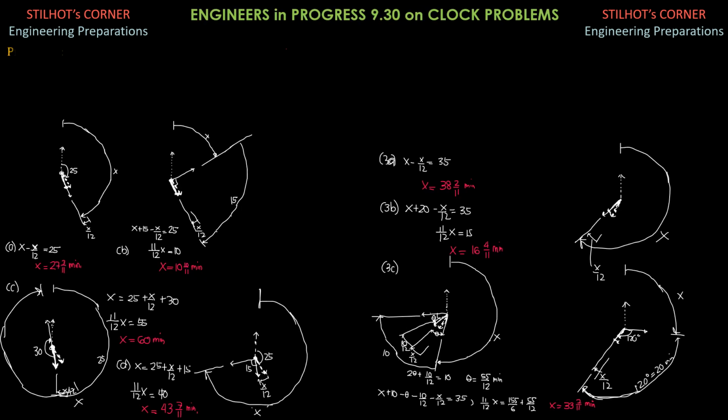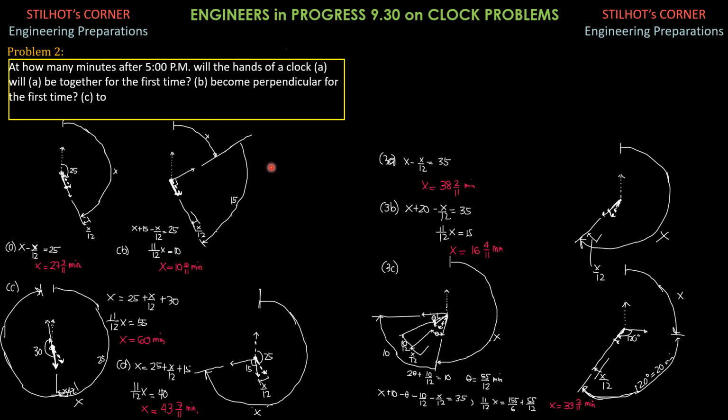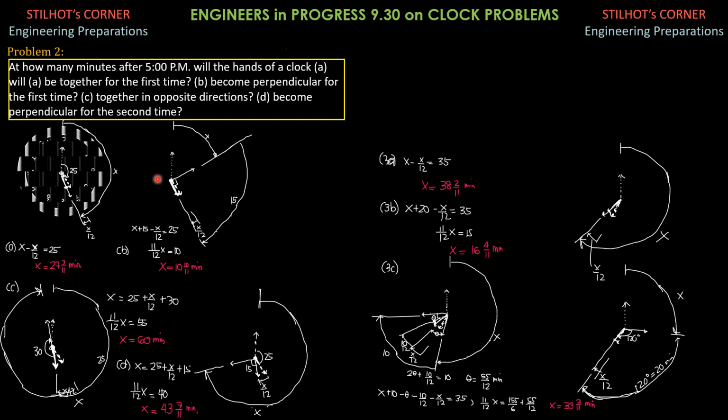For the next problem, problem 2: at how many minutes after 5 p.m. will the hands of a clock be together for the first time, become perpendicular for the first time, be together in opposite directions, and become perpendicular for the second time? So for part A, reading 5 o'clock, the minute hand is pointing at the 12 mark and the hour hand at the 5 mark. From this would be the final position of the minute hand and the hour hand. They are together for the first time.